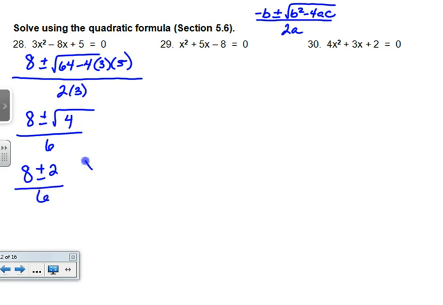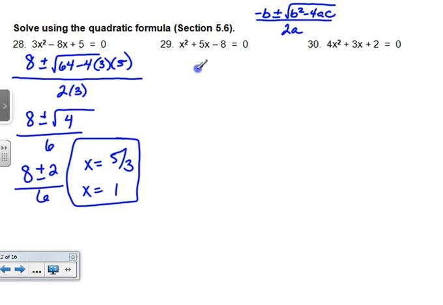Because we no longer have radicals, I need you to give me your 2 answers. 8 plus 2 is 10. 10 divided by 6 is 5/3. 8 minus 2 is 6. And 6 divided by 6 is 1. I need you to take this all the way to the final answer. Okay, next question. Same formula.